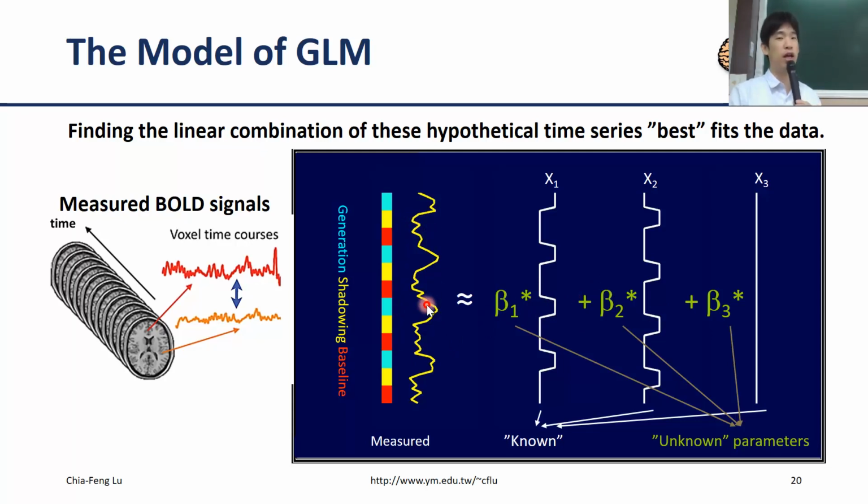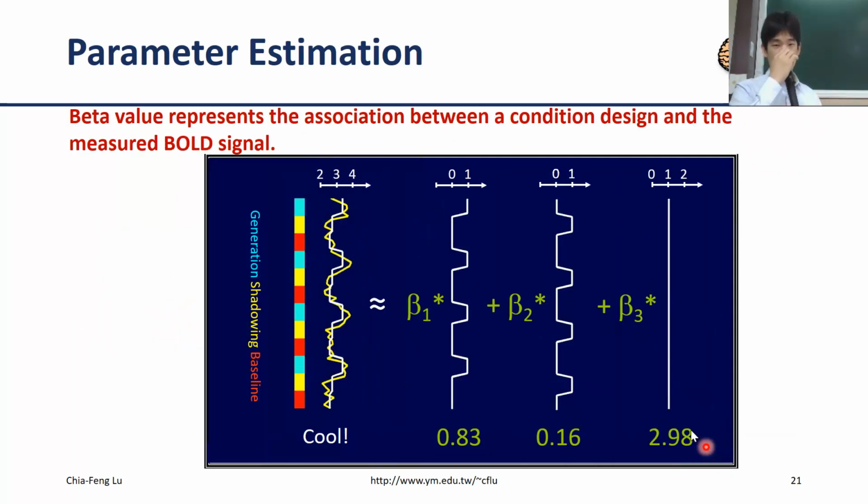This is more like the multivariate regression. So beta 1, beta 2, and beta 3 are the unknown parameters that the general linear model is going to estimate. Take one example: if beta 1 finally comes out to be 0.83 right here, beta 2 becomes 0.16, and beta 3 is 2.98. It's more like the mean value shifting between the experimental design and the measured signal right here.